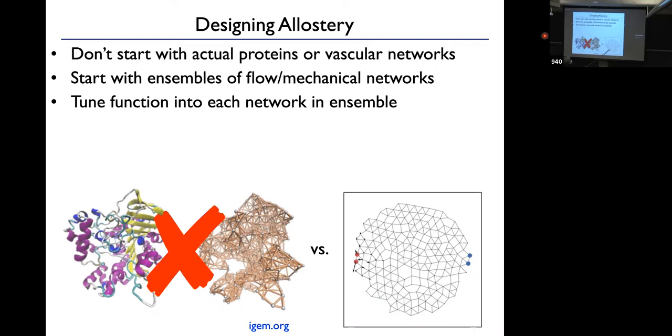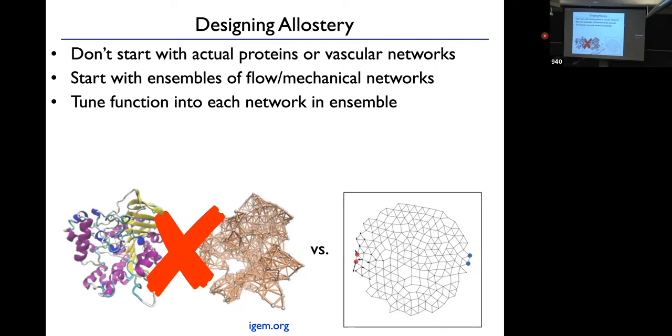And then the idea was we're going to design these networks to have allostery. They can be mechanical networks if we put springs there, or they can be flow networks if we put little pipes there.